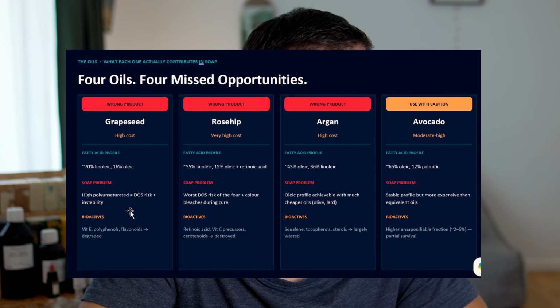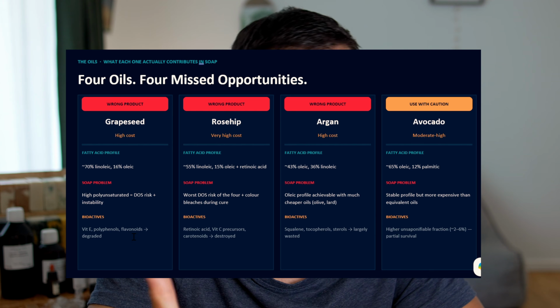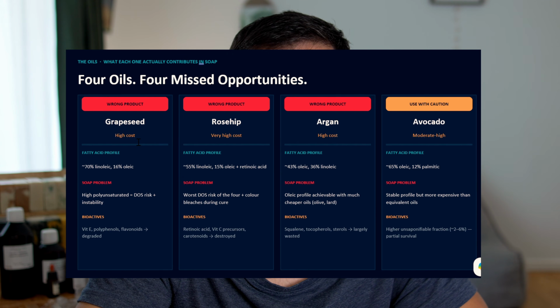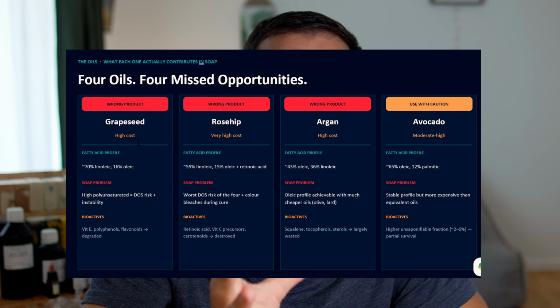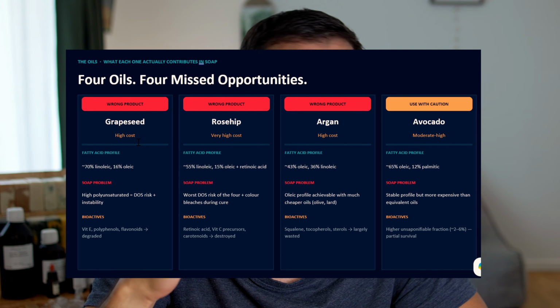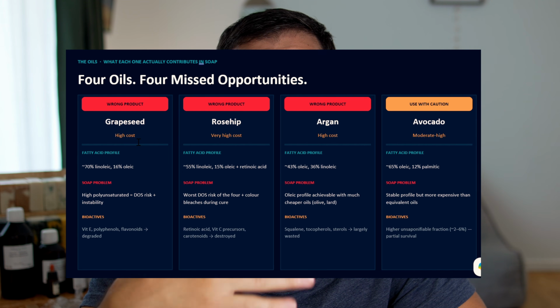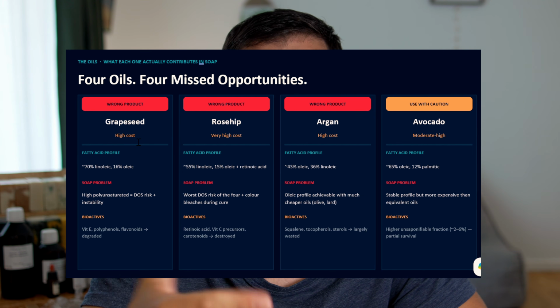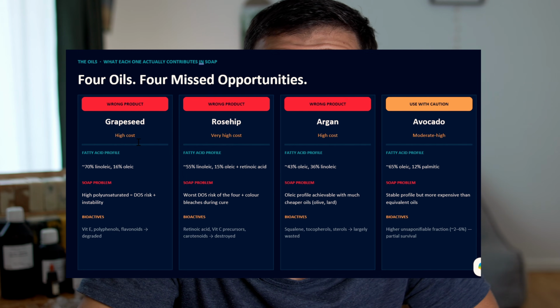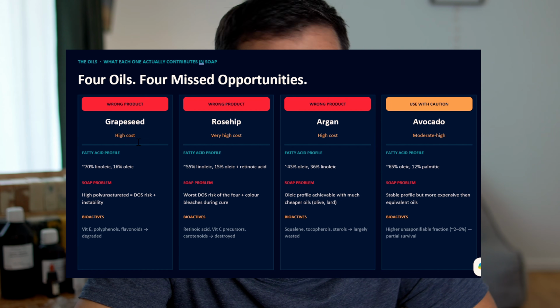Apart from that, all these vitamins, polyphenols, flavonoids, they get degraded. And also, more importantly, it's very high cost. So you buy something very expensive that has a high chance of oxidizing and no chance of providing any of the vitamins it promised in soap. This is just to show you that with these oils in soap making, you're mostly wasting your money.